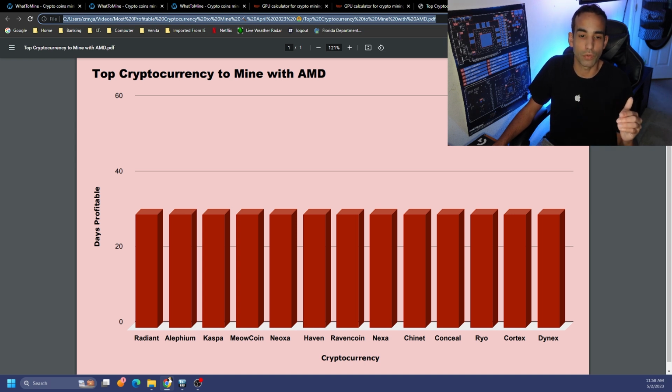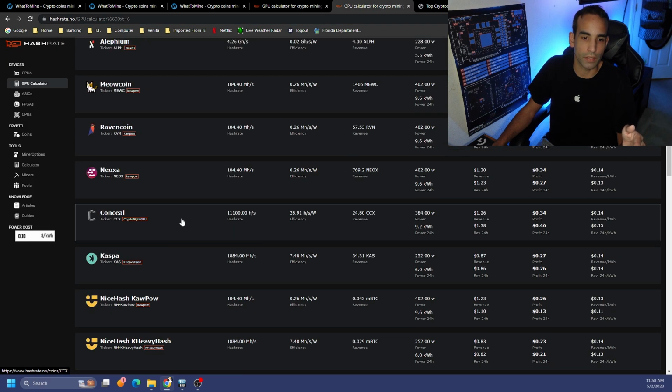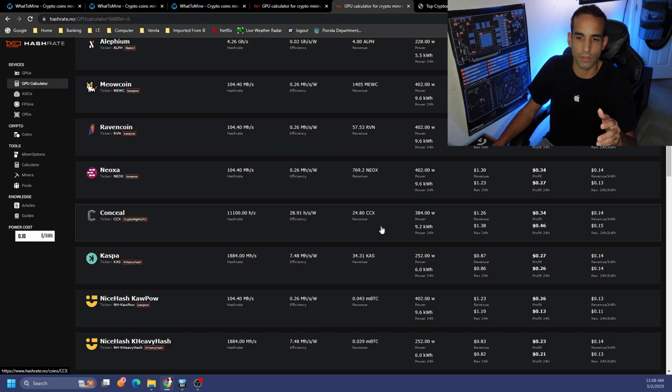Conceal is actually doing really well in the top 10 most recently as far as the AMD side of things go, as you can see here. But it's towards the bottom of the top 10. And right now, we were mining Conceal with our 6600 XTs. Our profit per day is about 46 cents.